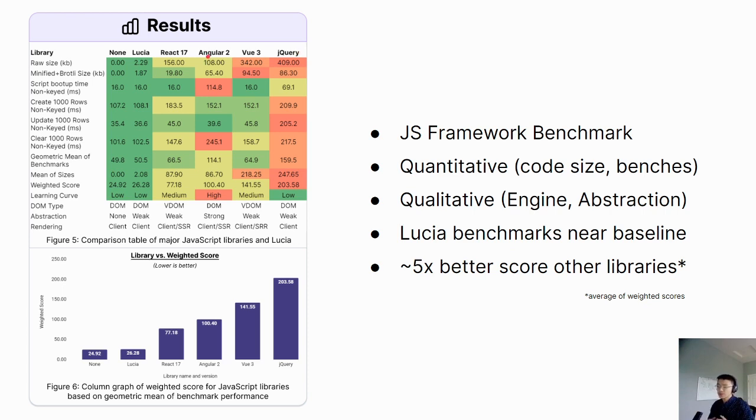This table consists of both qualitative and quantitative benchmarks just to get a full diagnosis of each library. And one note I would like to make is that Lucia's scores are very near the baseline, signifying really good performance. This is all summarized in a weighted score in figure 6. As you can see, it's visualized, and you can see Lucia is really, really fast. It's 5 times faster than the average of the other libraries.